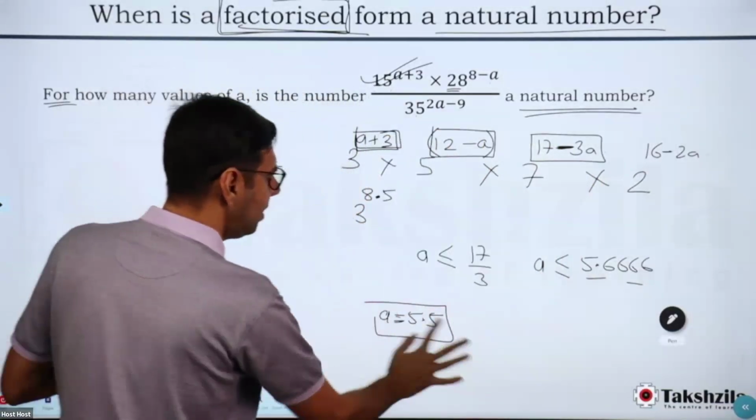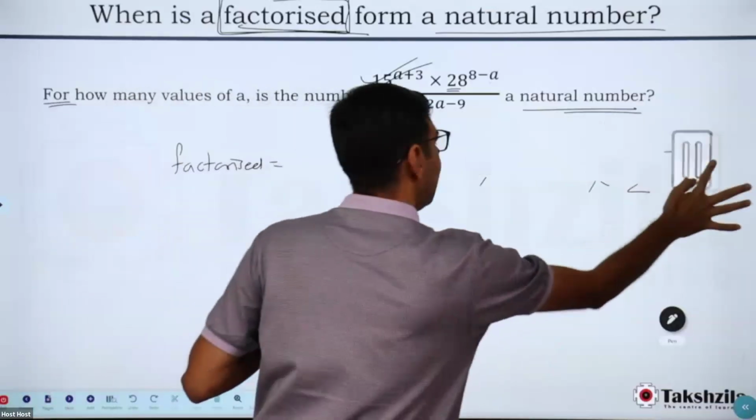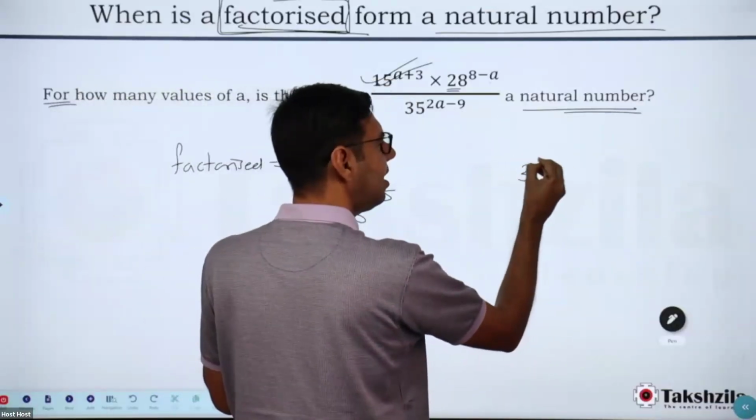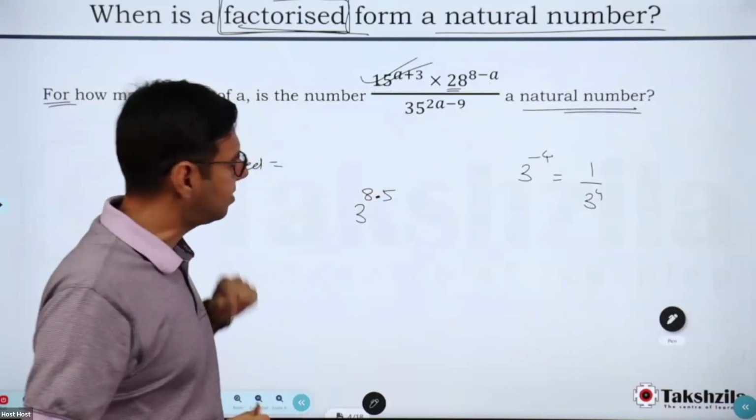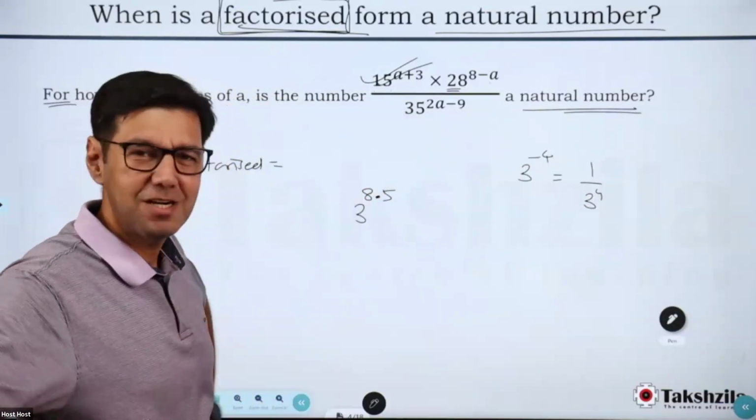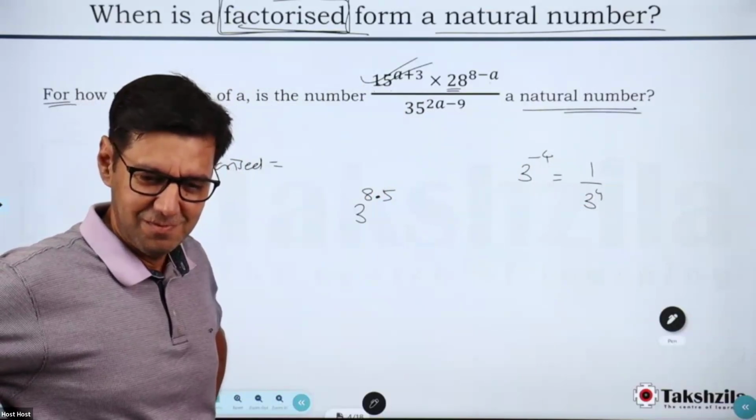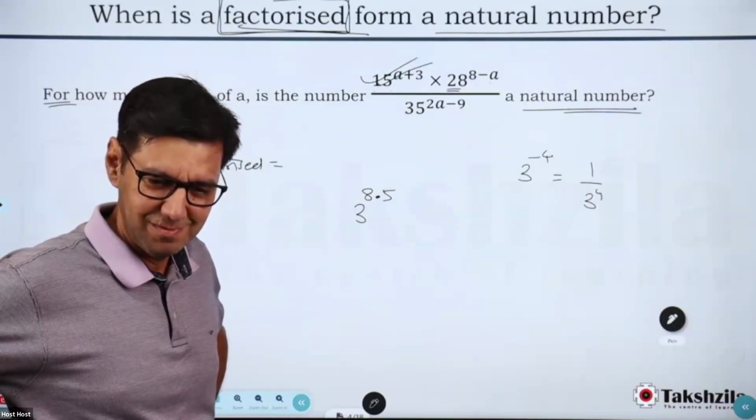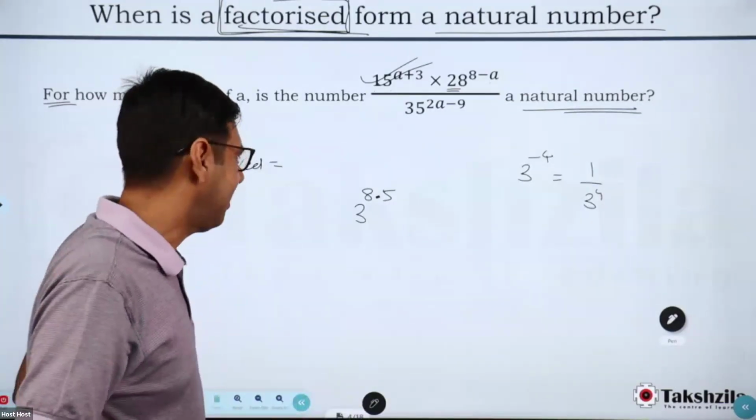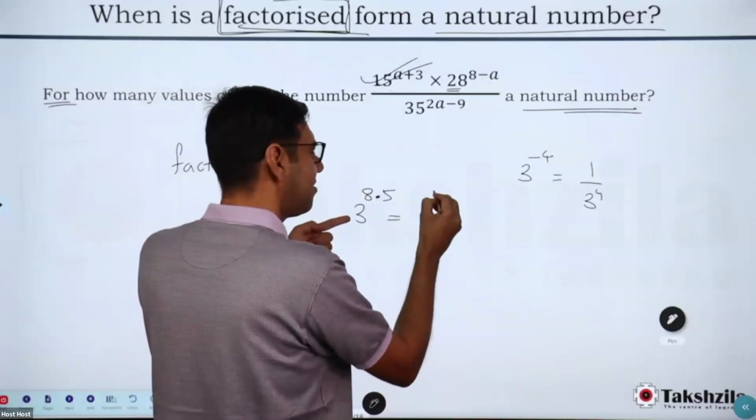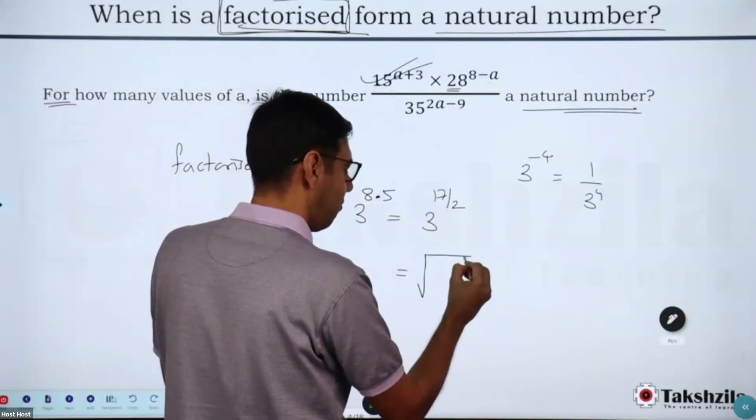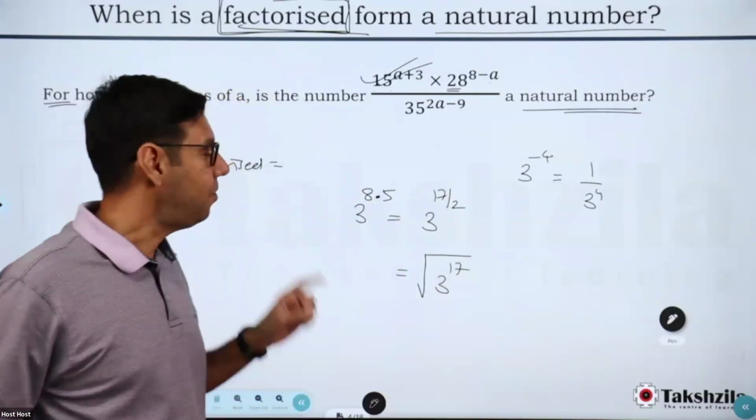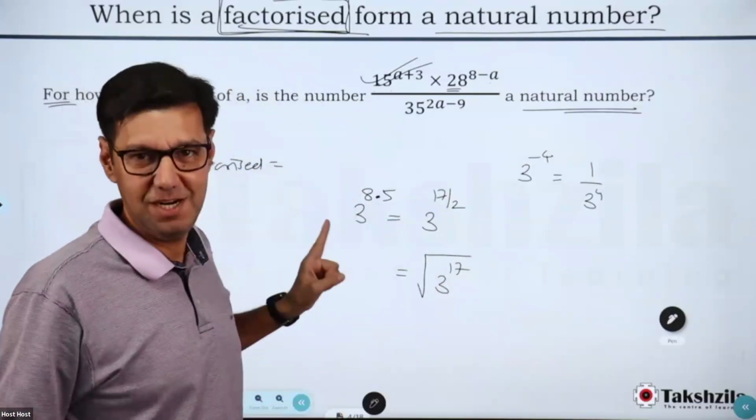By the way, what do you do with the decimal values? I understood that 3 raised to minus 4 is going to become 1 by 3 raised to 4. But what is this decimal value going to be? Why is this not a natural number? Root is the answer. Perfect. So this is nothing but 3 raised to 17 by 2, and this divide by 2 is nothing but square root. So it is no longer going to remain a natural number, right?